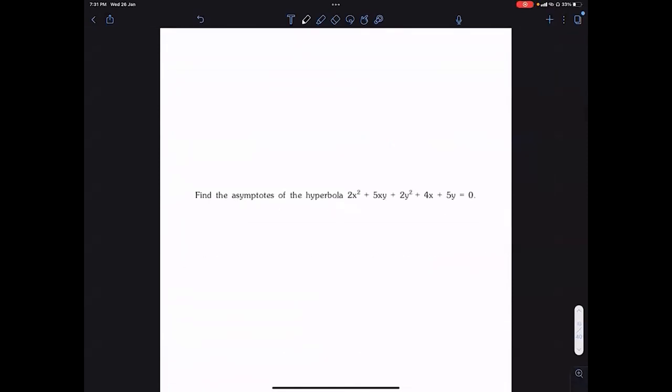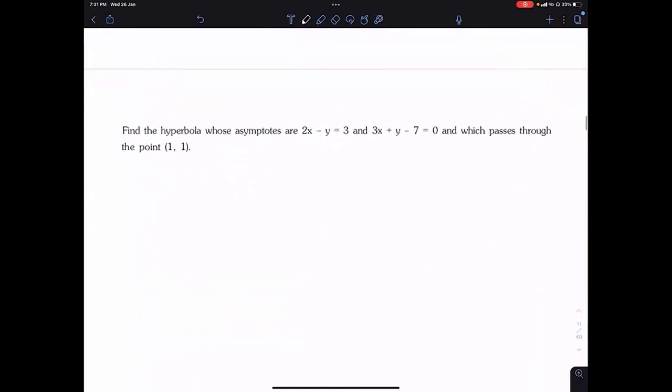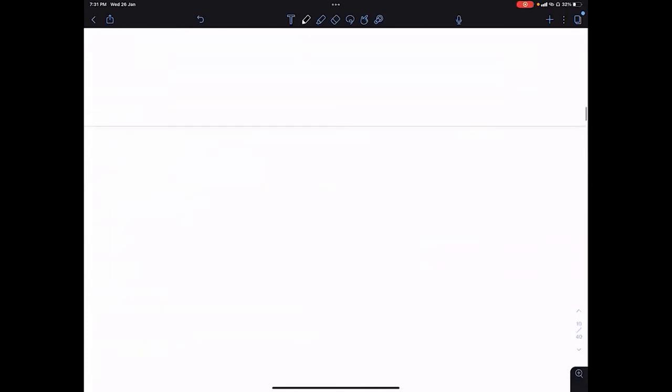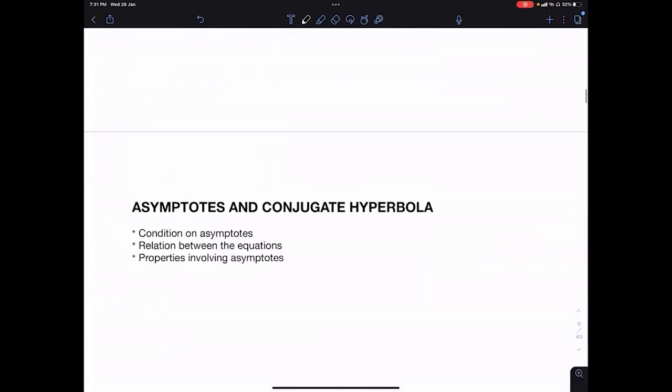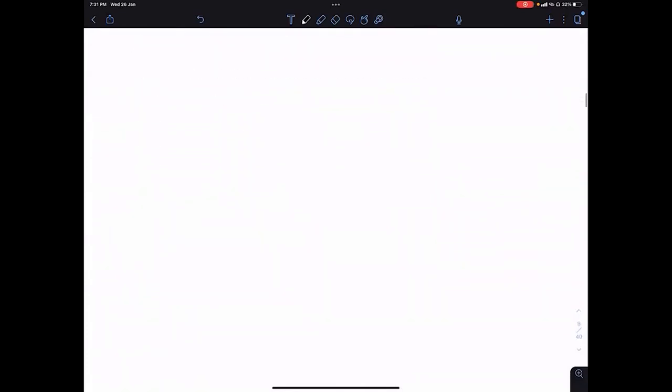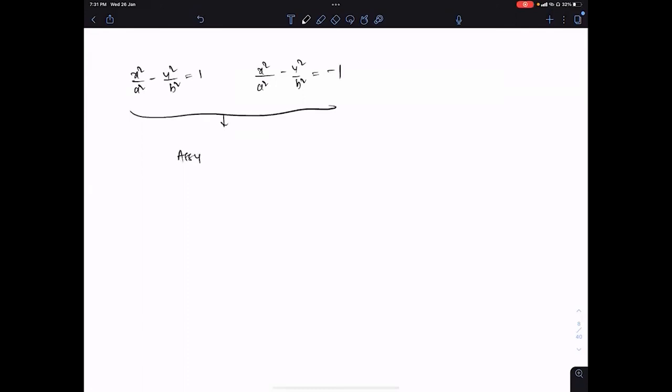Next, asymptotes. Asymptotes are very simple, guys. What you need to find about the asymptotes is, if a hyperbola is given as x square by a square minus y square by b square is equal to 1, or the hyperbola equation can be x square by a square minus y square by b square is equal to minus 1, then for the asymptotes of this hyperbola, just keep the constant as 0.